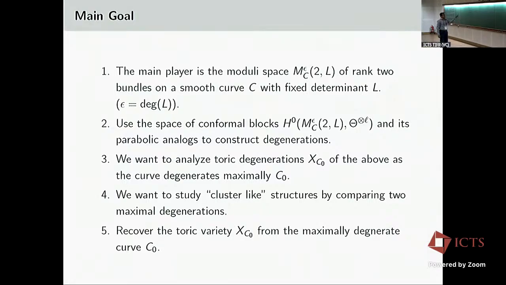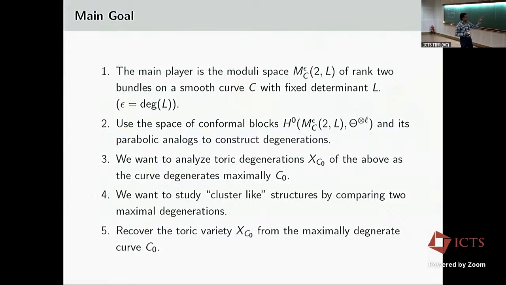Okay, so I want to take that moduli space and degenerate the curve C to basically a chain of P1s, maximally degenerate as much as possible in the Deligne-Mumford moduli space. We want to study how, if you degenerate along 2 different paths, the toric varieties you get are related, and that would give me some cluster-like structures.